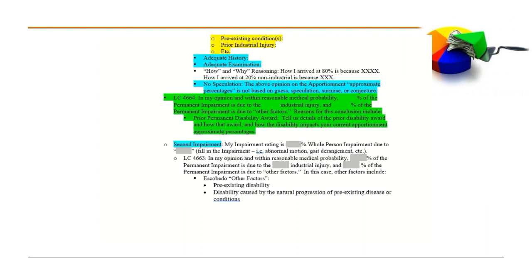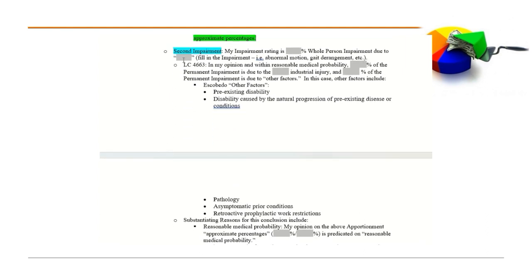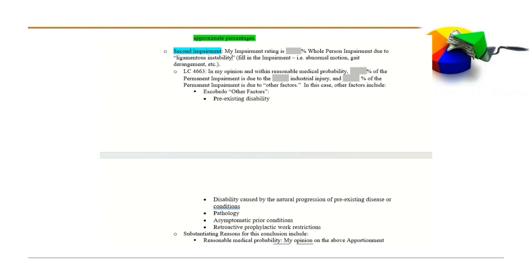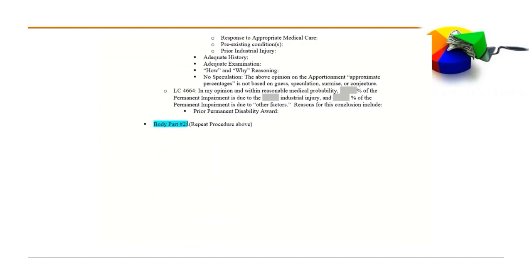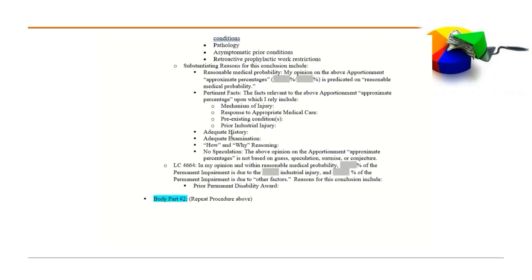And then you would repeat the same process with the second impairment. So if we're talking about the knee, this could be an impairment related to now here ligamentous instability, for example. And then you go through the whole process of apportioning out, when applicable, the impairment due to ligamentous instability. If there was another body part, a second body part, you would repeat the same procedure above for any and all impairments associated with that particular body part.